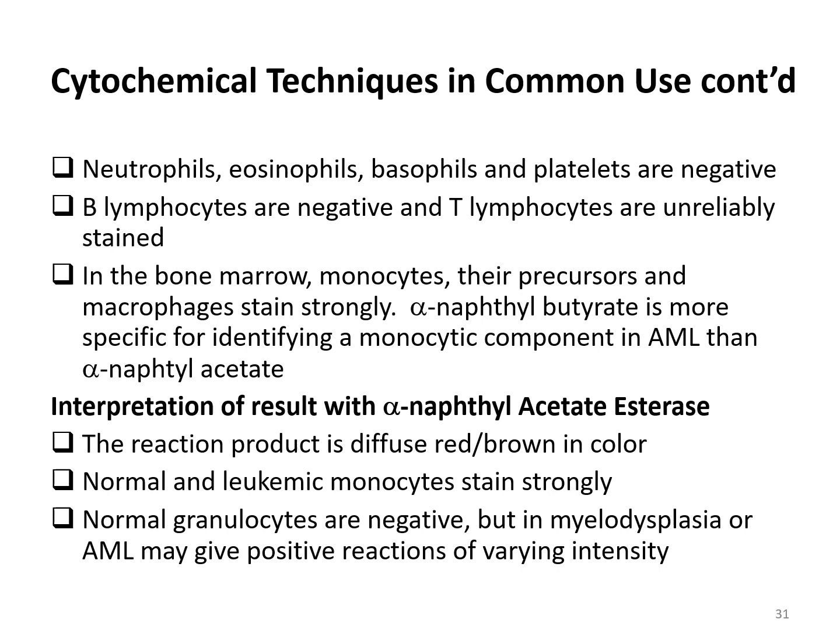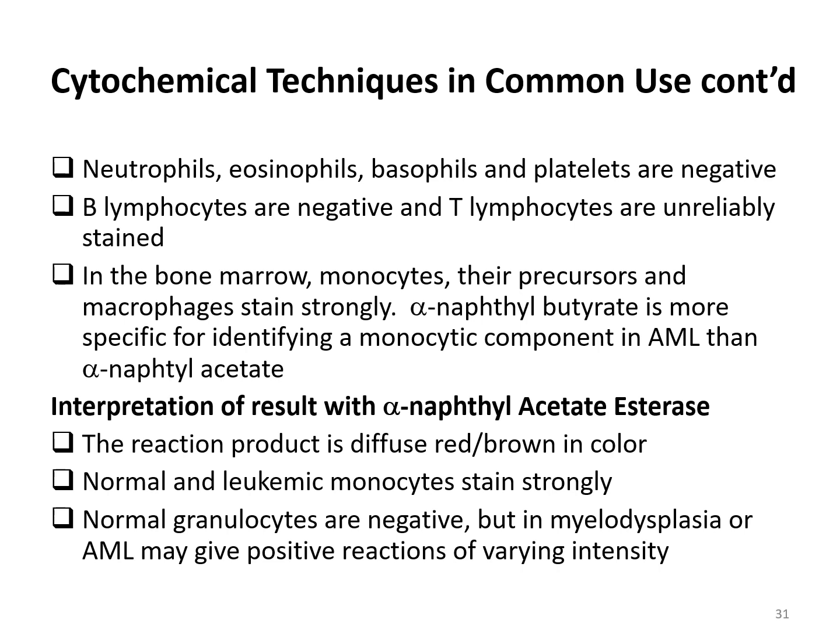Neutrophils, eosinophils, basophils, and platelets are negative. The B lymphocytes are negative. T lymphocytes are not really reliably stained. If you check the bone marrow, monocytes and their precursors and macrophages stain strongly using these non-specific stains, because this is more specific to identify the monocytic component in AML rather than CAE. So this is better to use in identifying monocytic cells or cell precursors.